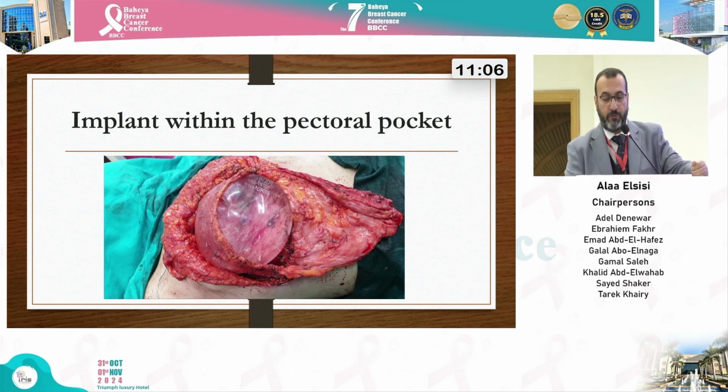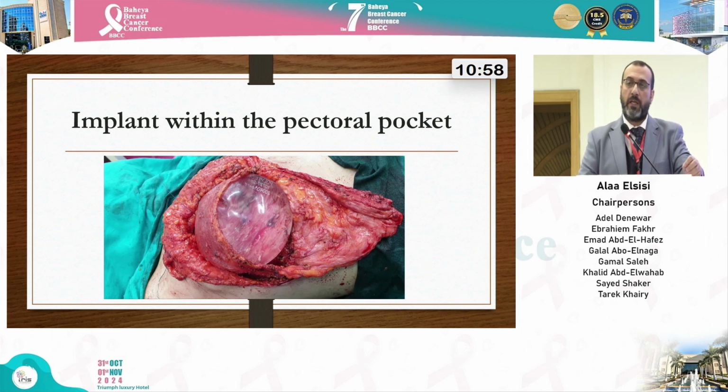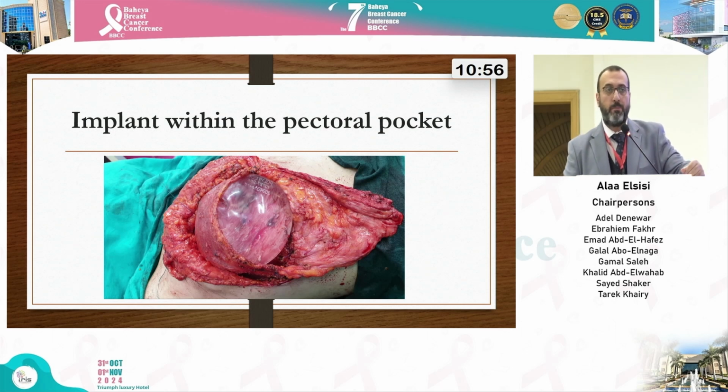Covering with pectoral fascia covers more than half of the implant, and we cover the rest with the dermal sling. Sometimes we can elevate the pectoral fascia, do complete covering of the implant, and the second layer is the dermal sling. Sometimes in small breasts we use half pectoral fascia and the dermal sling for covering.